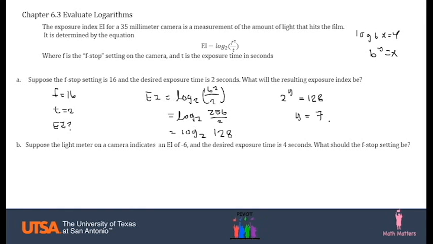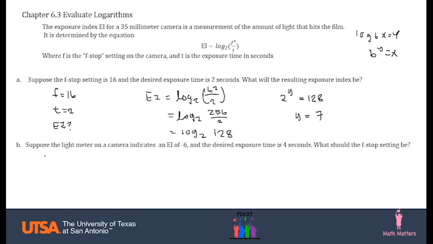And for question A, 7 is going to be the answer. For question B, the question asks, suppose the light meter on a camera indicates an EI of -6, and the desired exposure time is 4 seconds. What should the f-stop setting be? So this is very similar to part A.